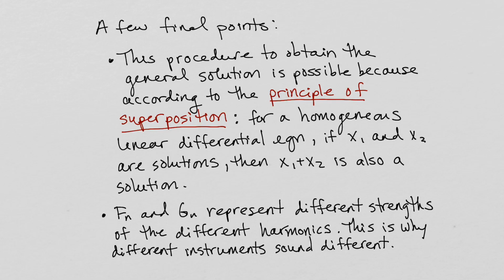And then just one other little note that the coefficients f and g, those just represent different strengths of the different harmonics that are coming into play. And so this is why our different instruments sound different. So that's kind of cool.